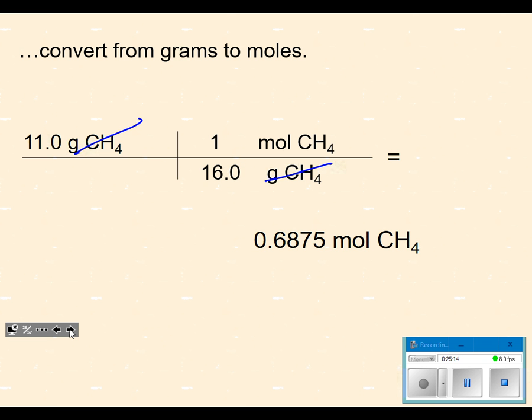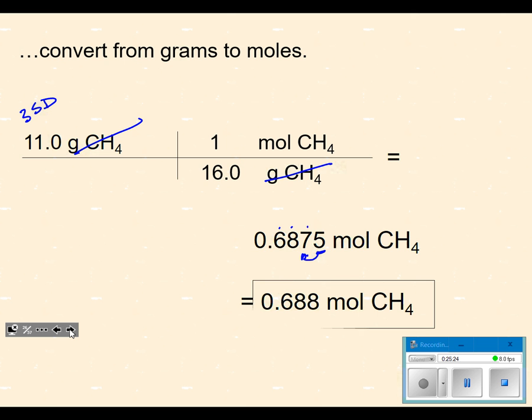But originally I only had 3 significant digits. So 1, 2, 3. This is a 5, so that's going to cause this number to round up. So I would have 0.688 moles of methane. It's a lot of stuff to remember. We've got significant digits as well as dimensional analysis plus our new stuff, but we can do all of this.